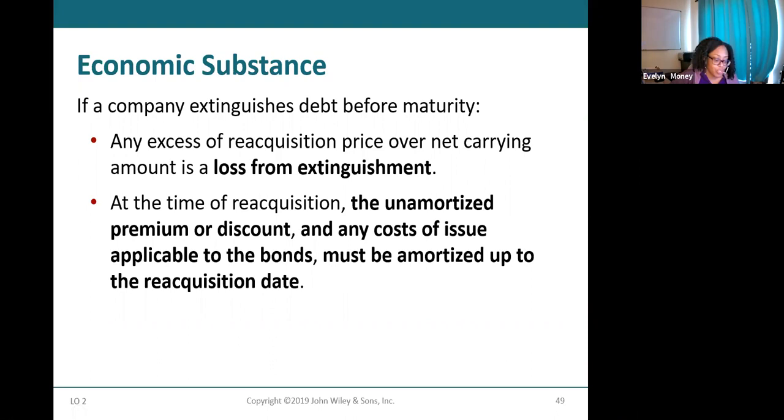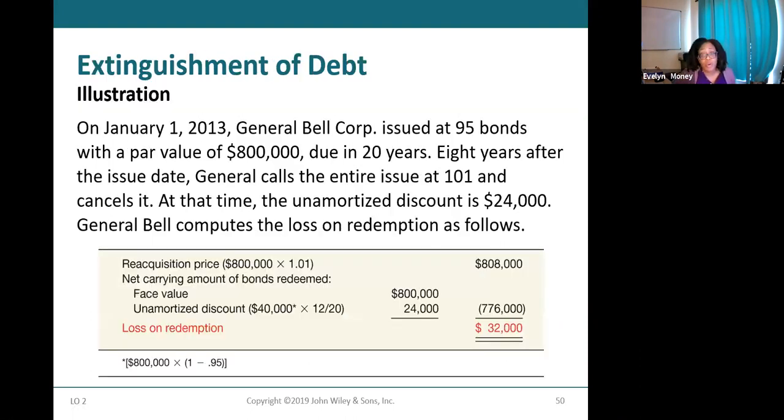This is very similar to when you're disposing of assets and you have to update depreciation; you have to update amortization as well. So update that amortization first, then find the new carrying value and compare that to the reacquisition price to determine if there was a gain or loss. So what do I want you to know from this? When debt is retired early, there could be a gain or loss. Pay close attention to those amounts in terms of the reacquisition price and the carrying value of the bond.